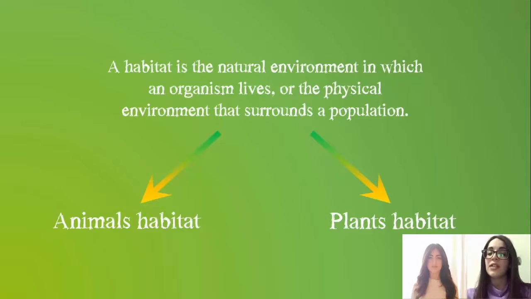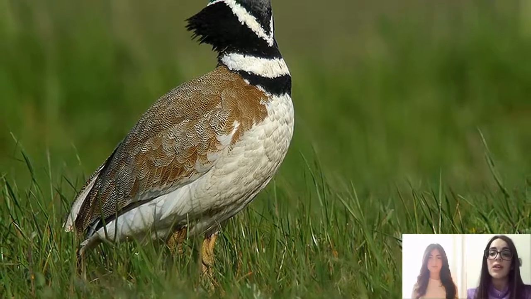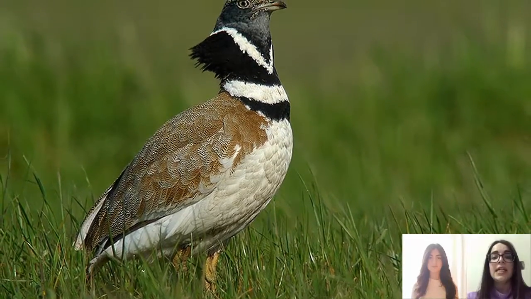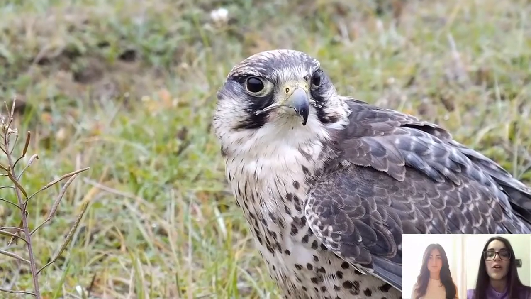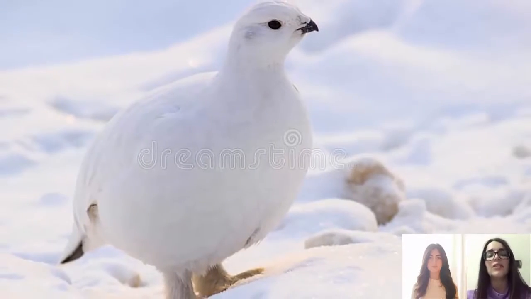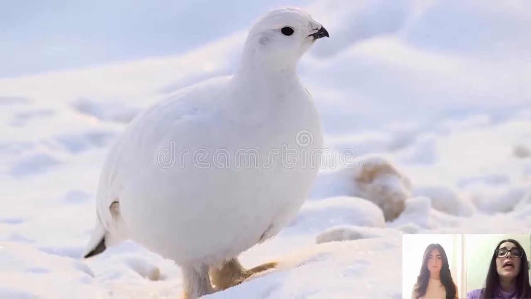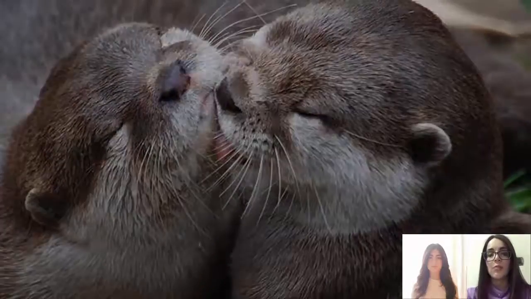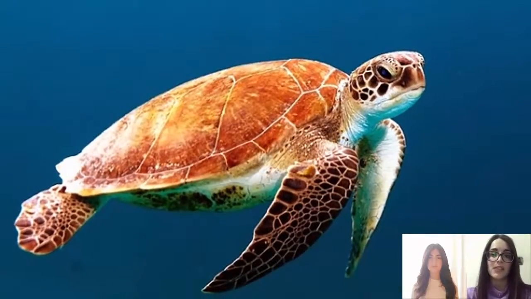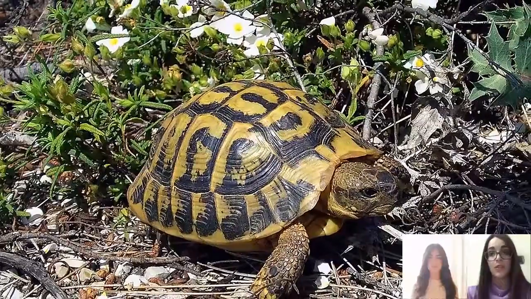A habitat is an area that is populated by a particular species of animal, plant, or other type of organism. It is the natural environment in which an organism lives, or the physical environment that surrounds a population. If the habitat changes, it may be no longer suitable for the animals and plants that live there. In fact, in this case, the species can disappear.